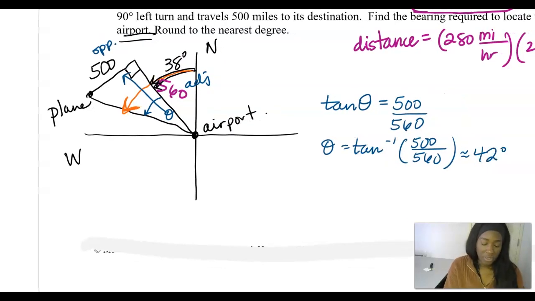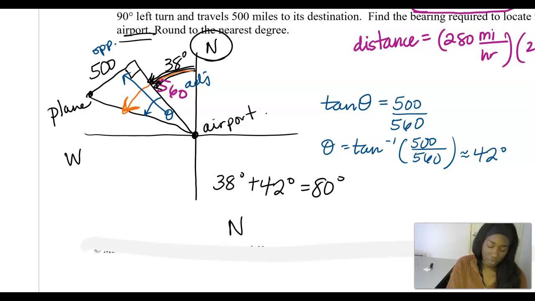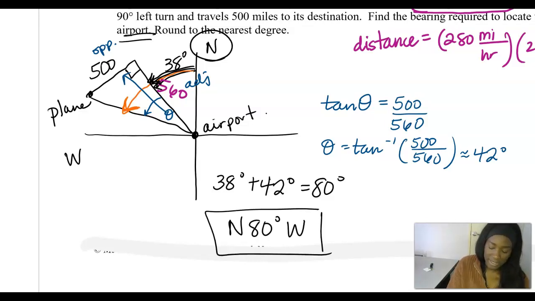So now that we know that theta is 42 degrees, we're going to take the 38 degrees that we already had and add it to the 42 degrees that we just calculated to get 80 degrees. So we can see this is coming off north and traveling 80 degrees to the west to get that bearing.